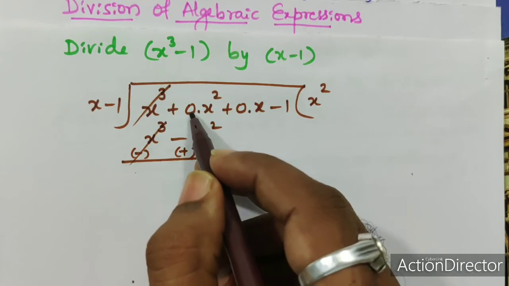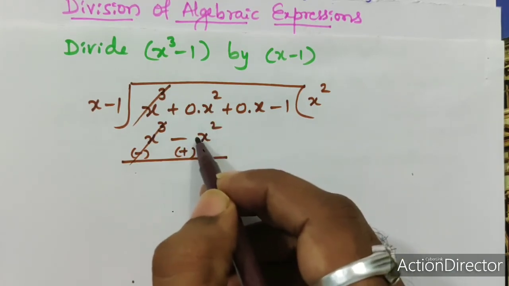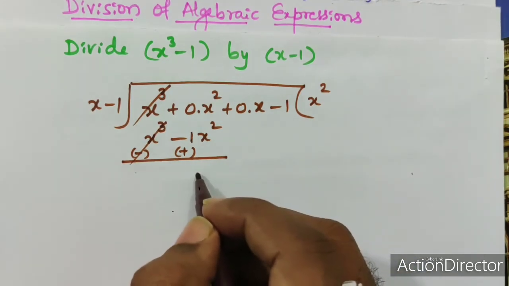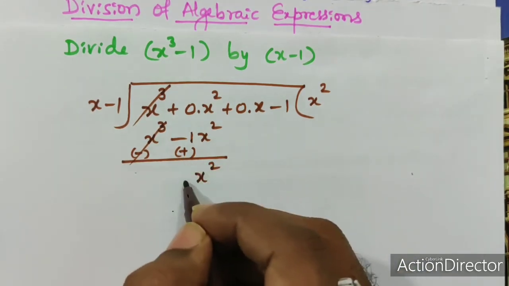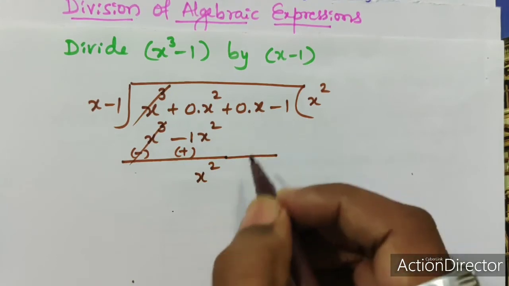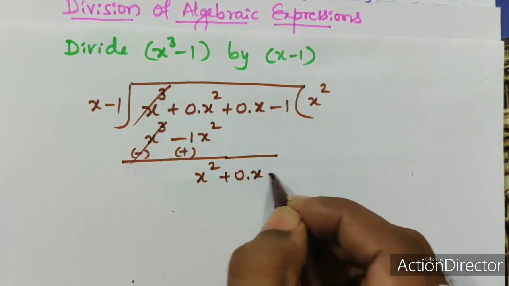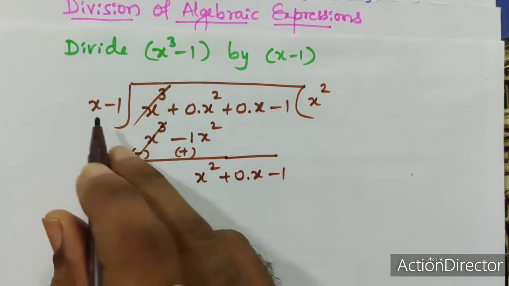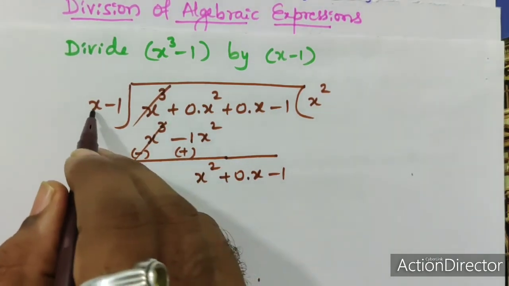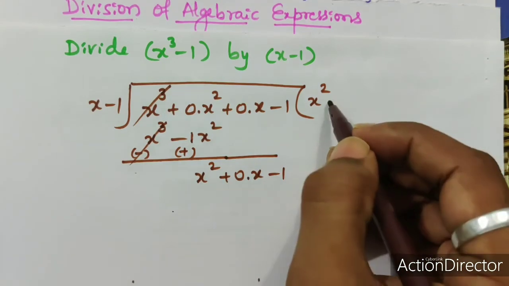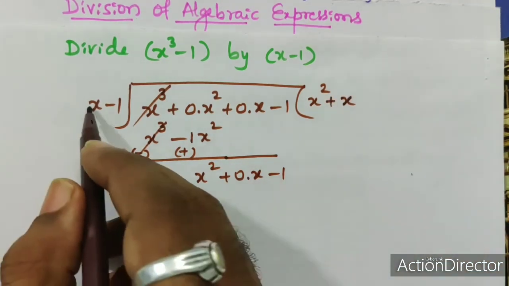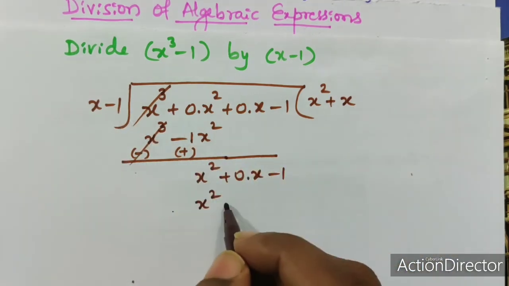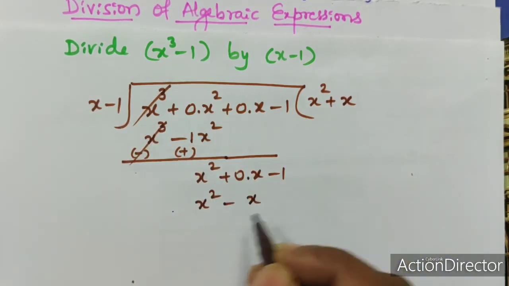Okay, now 0 x square plus, it is actually 1 x square. So 0 plus 1 means it is 1 x square only, and that too positive. The next two things you just bring them down: 0 into x and then minus 1. Now you have x square and here you have x. So how do you make your x equal to x square? You just have to multiply by x. So x into x is x square. Then minus 1 into x is minus x.